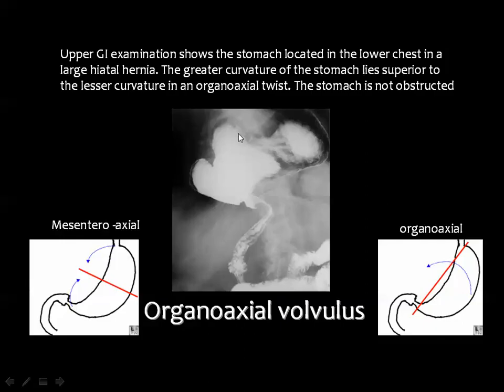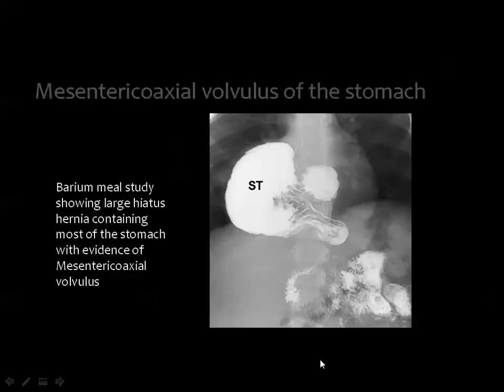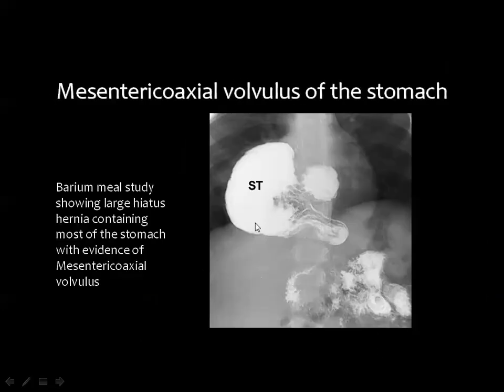In order to differentiate between both types, look at the greater curvature of the stomach. If the greater curvature of the stomach is above, then this is organoaxial. If the greater curvature of the stomach is to the right side, then this is mesenteroaxial volvulus. And this is a mesenteroaxial or mesentericoaxial volvulus, where you can see the greater curvature of the stomach is rotated to be on the right side of the patient.